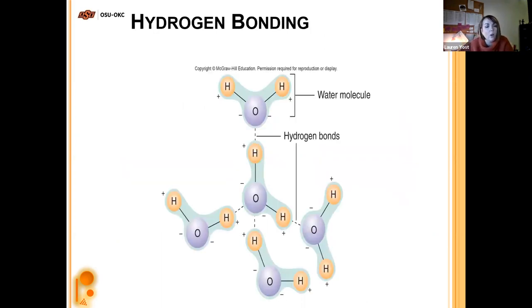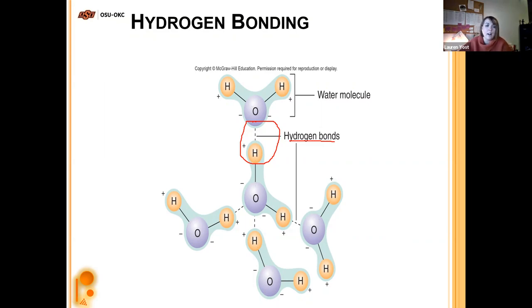So this is showing how water molecules will interact with each other whenever they're in liquid form, or just in general, honestly. So showing that negative oxygen interacting with the hydrogens of other molecules, and that attraction there is that hydrogen bond. So that negative oxygen with that hydrogen that's positive, that's a hydrogen bond.